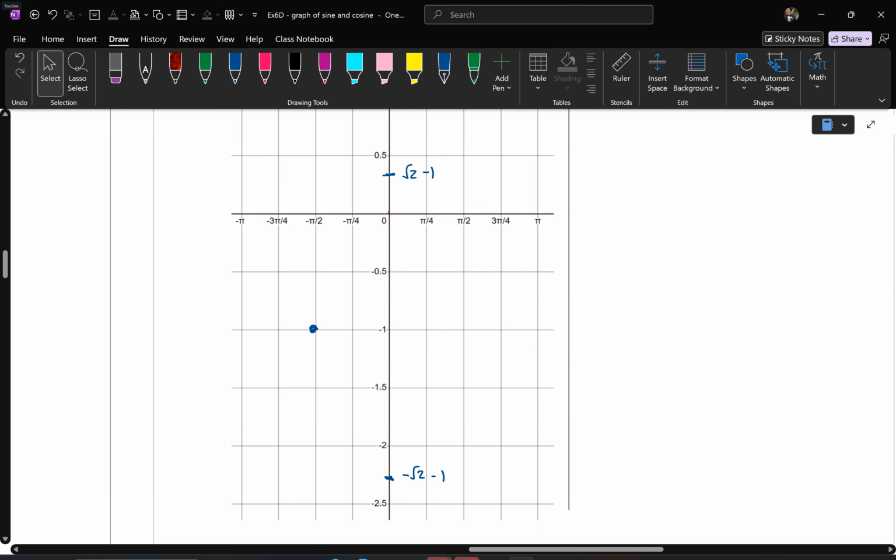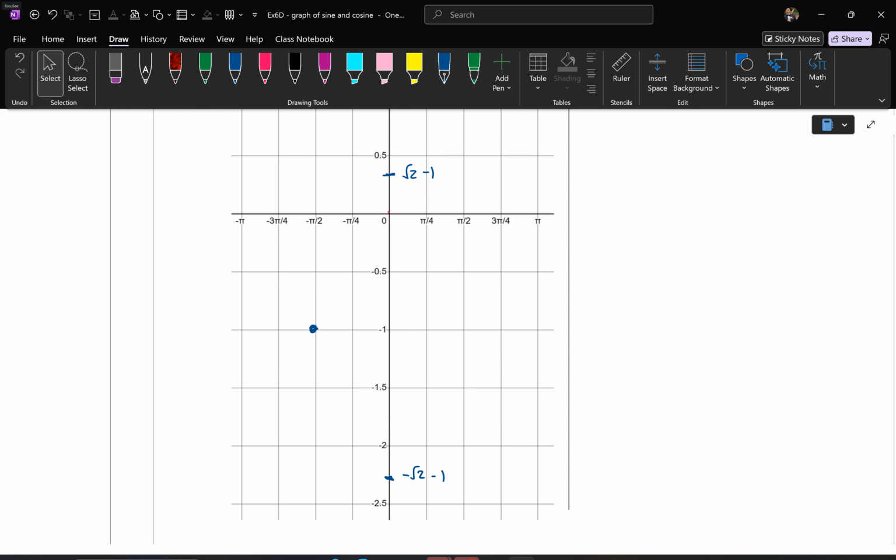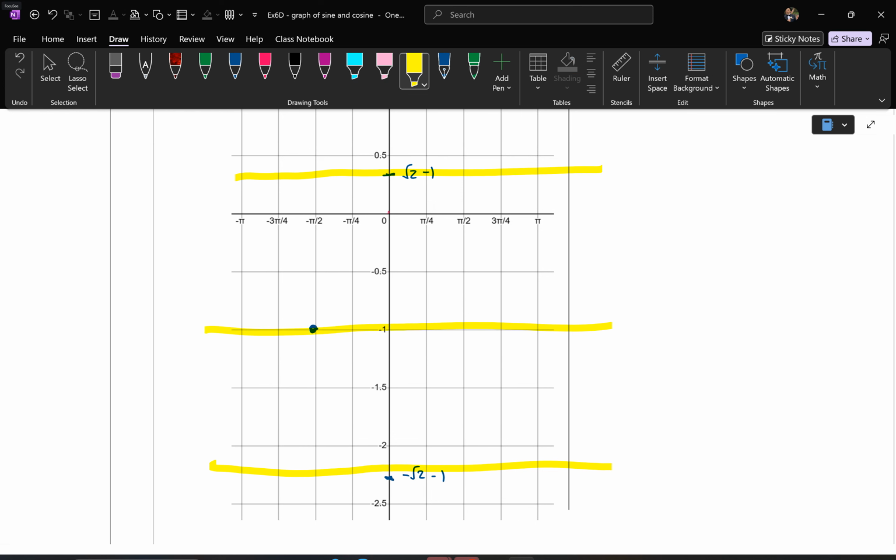Maximum value, minimum value, middle. Okay, so you just needed max, middle, min. See how I got that? So this tells you the maximum range, minimum range, middle line. That's what I was trying to do. Now you can do the quarter cycle and just fill in the dots.